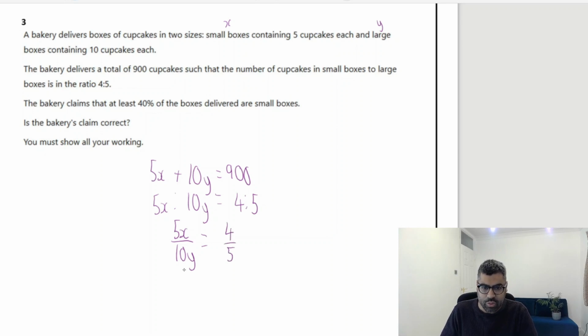And then we can cross multiply, which gives us 25x equals 40y. And then we divide both sides by 5. That is going to give us 5x equals 80y. So what we now have is an equation 1 and we have an equation 2. And this is all we really need in order to answer this question.